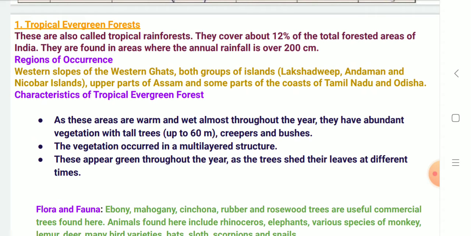Characteristics: these areas are warm and wet almost throughout the year. They have abundant vegetation with tall trees. The vegetation occurs in a multi-layered structure. These appear green throughout the year as the trees shed their leaves at different times.